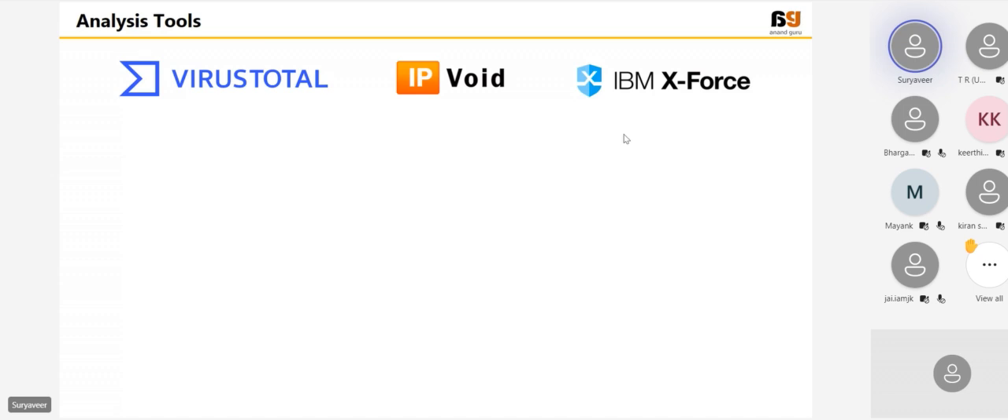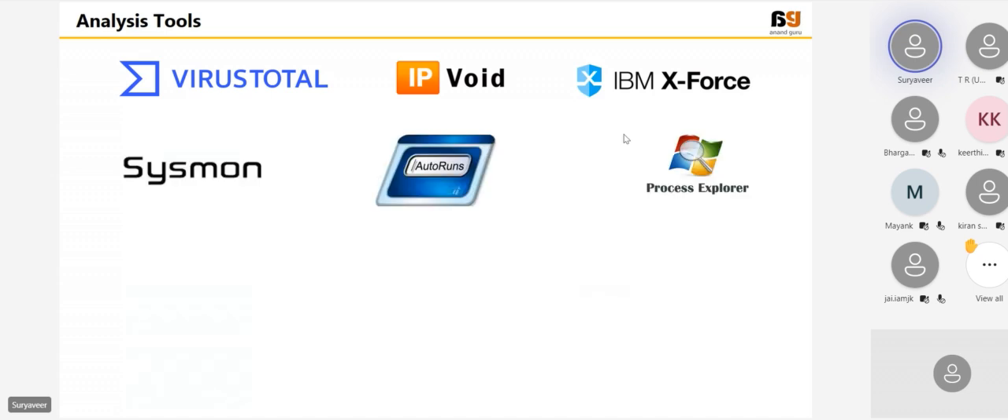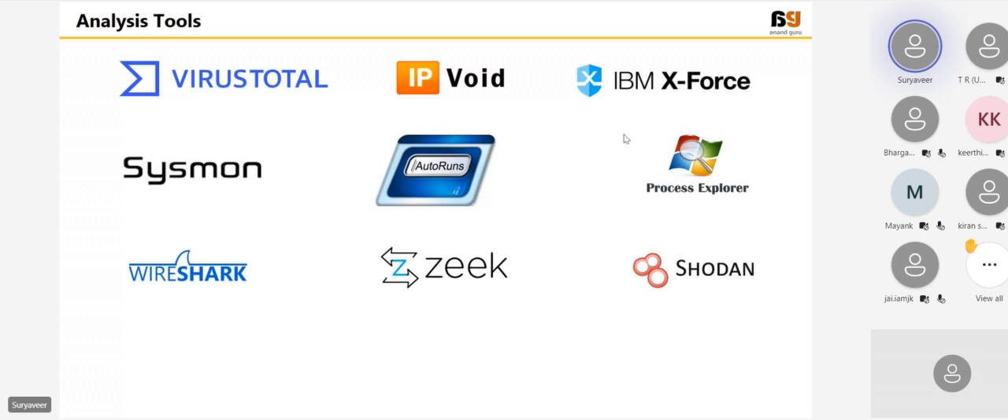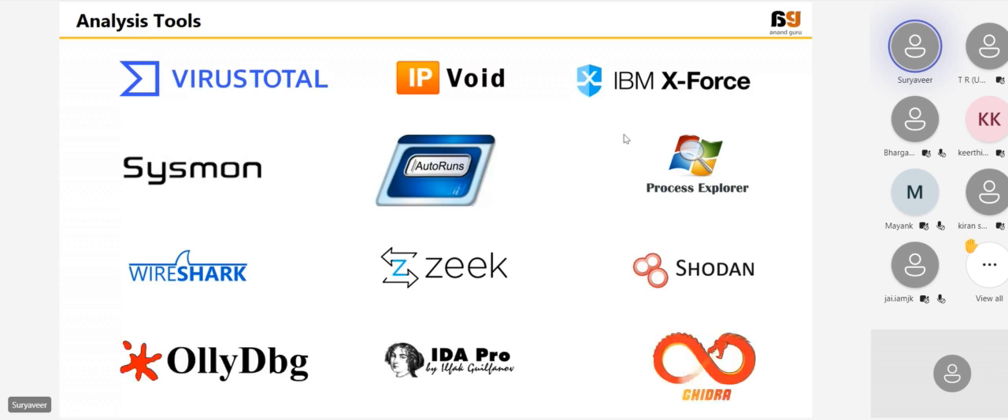It might be VirusTotal, IPVoid, IBM X-Force. They will help us by verifying the information. Sysmon is a tool that gets all the logs related to running system processes. What processes are running on a system will be monitored by Sysmon. Autoruns and Process Explorer will help you get all the running processes. Wireshark will analyze the packets. Likewise, we have many different types of analysis tools.